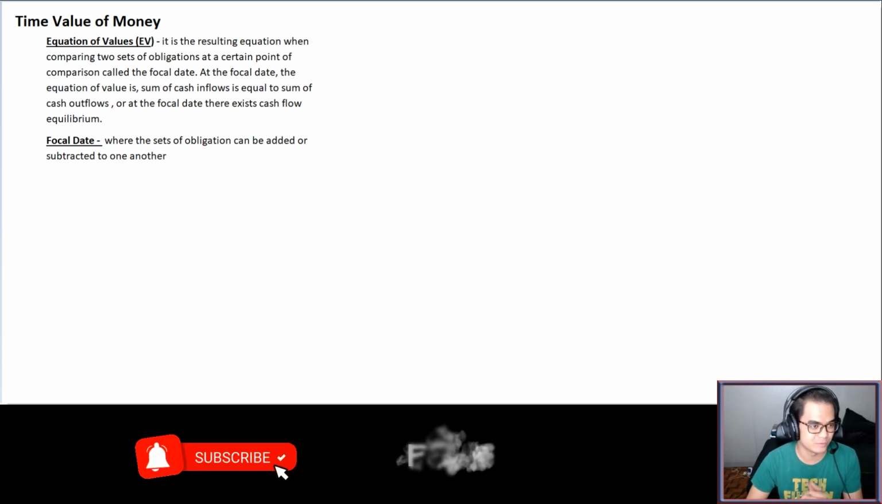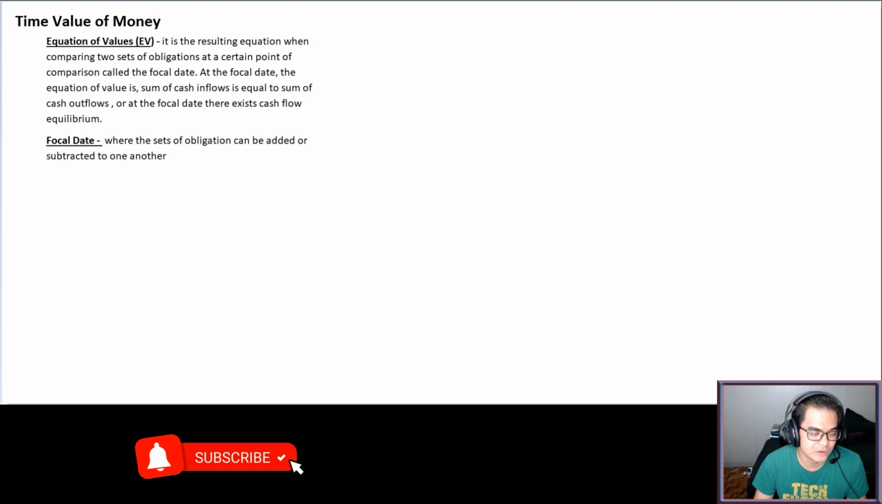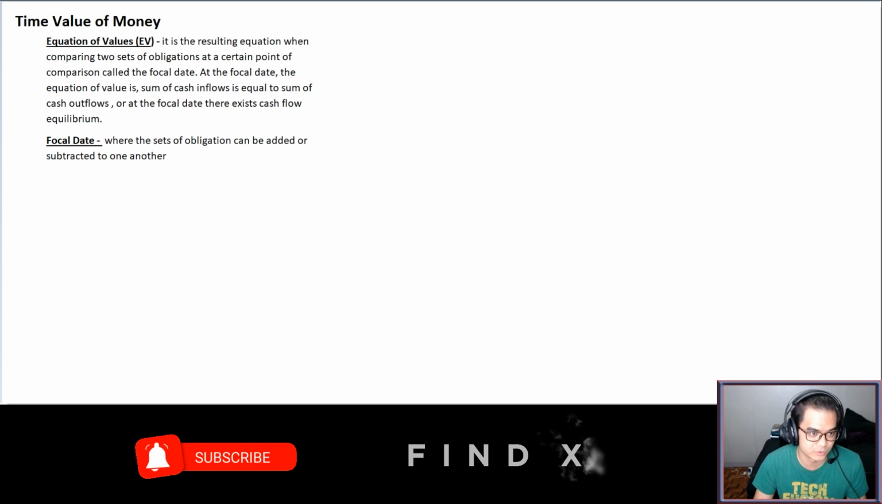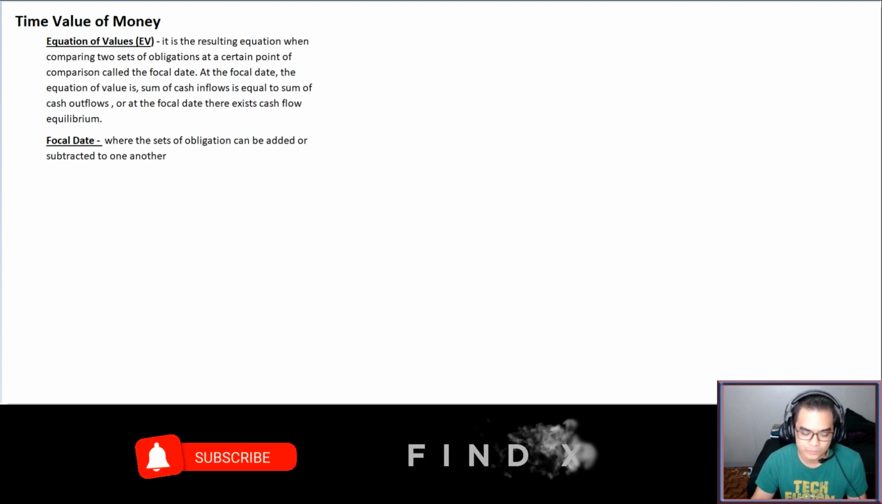So for today we will be discussing time value of money. This is the next lesson for our engineering economy subject. The time value of money is quite confusing for most of us, because this is where you can add or control the flow of the money. So we have here two definitions.